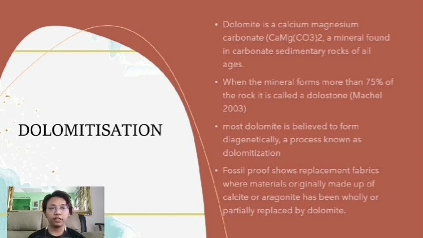Most dolomite is believed to form diagenetically, a process known as dolomitization. Many dolostones in the stratigraphic record contain fossils which show replacement fabric, where material that was clearly originally made up of calcite or aragonite has been wholly or partially replaced by dolomite. On the other hand, dedolomitization occurs when beds of gypsum are dissolved, enriching groundwaters in calcium sulfate. Sulfate-rich water passing through the dolostone results in the replacement of dolomite by calcite.